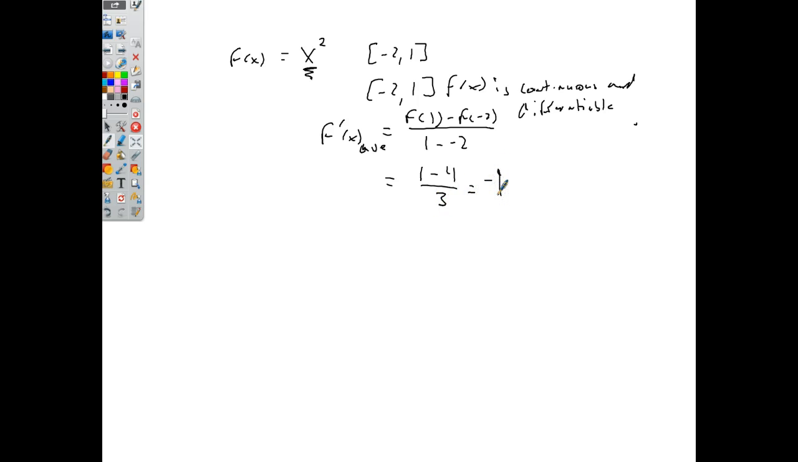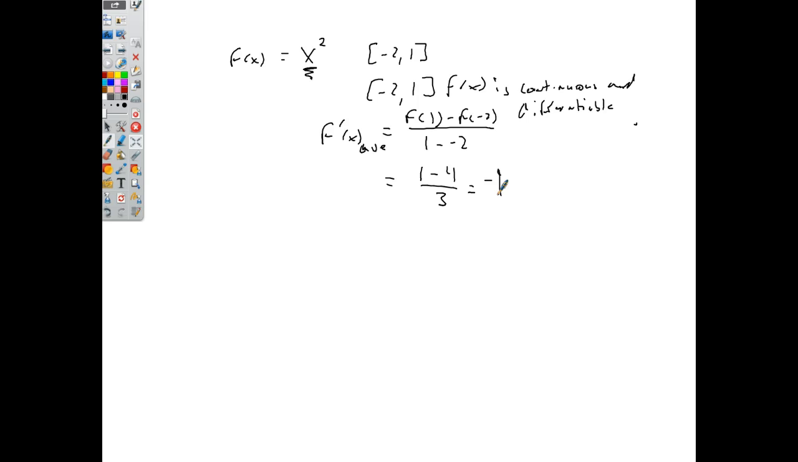Agreed? All right. So what do I know? I know somewhere between -2 and 1, there exists a derivative of -1. Now, everyone with me so far? That is the mean value theorem. We are done with it. That's all it says. I can prove to you now that somewhere between those 2 points is a derivative of -1. Done. That's all I can prove with the mean value theorem.